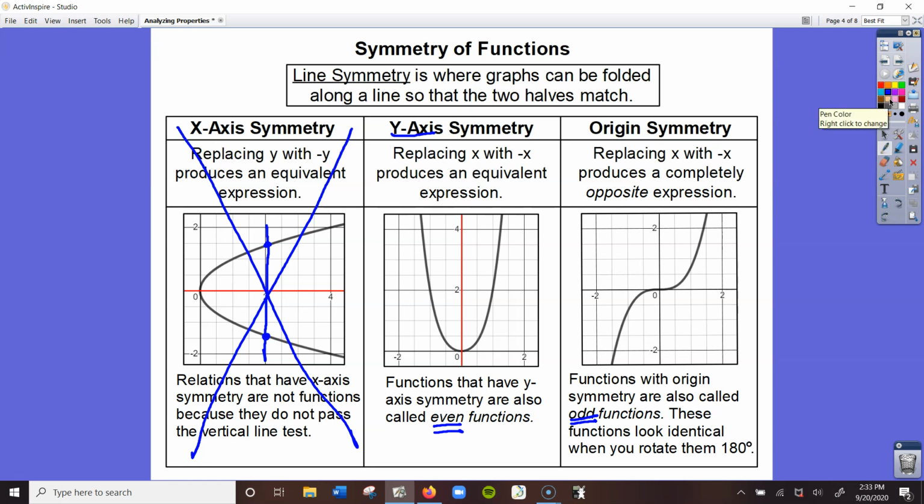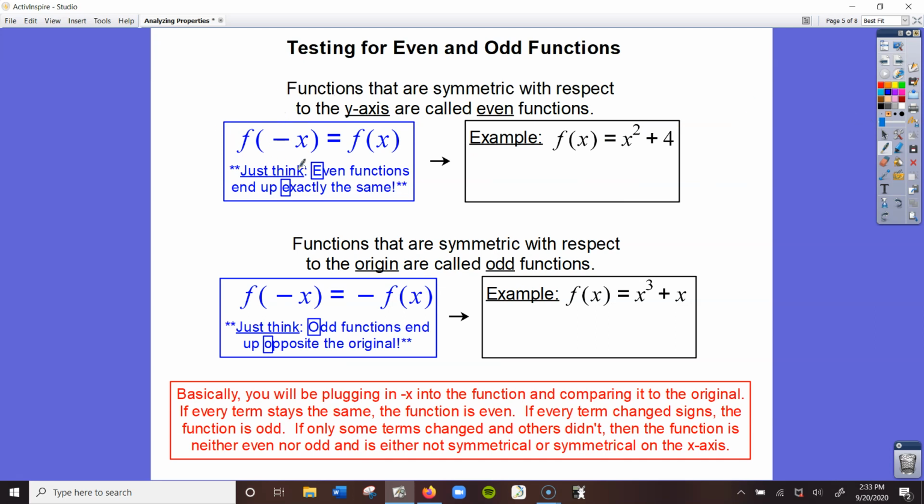Rather for even functions, let's say if I were to write out this coordinate here would be 1, 2. And this coordinate here is negative 1, 2. The x values are different signs, but I do notice that the y values stayed the same. So what we do to test for even functions is plug a negative x into the function, and if it looks exactly the same as the original, meaning the y values would be the same, this would mean it is an even function and it is symmetric along the y-axis.